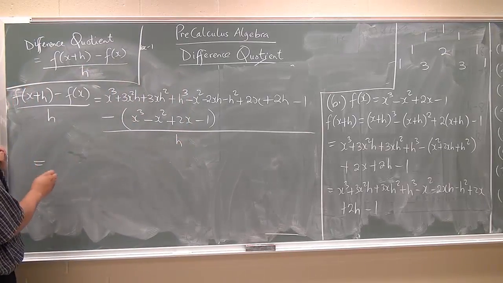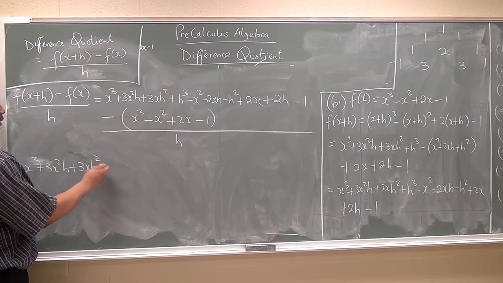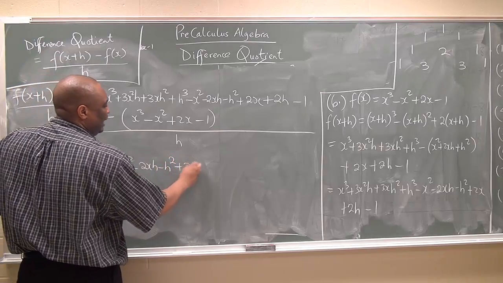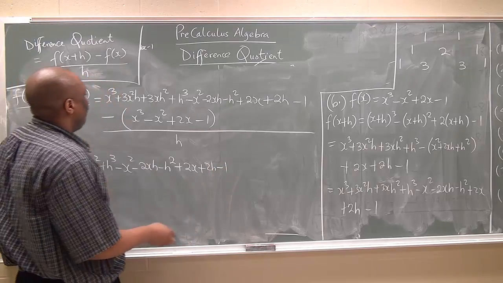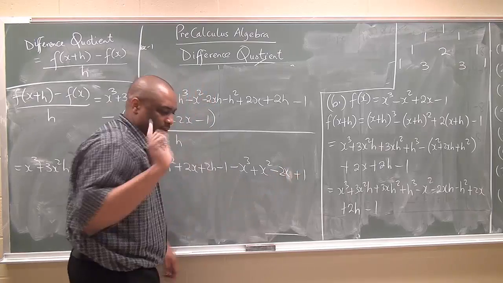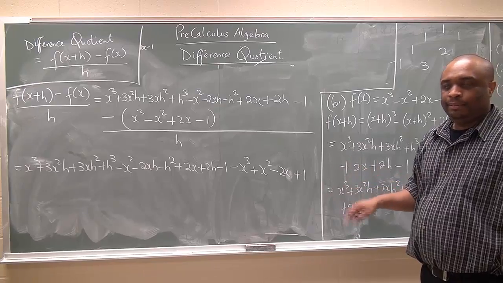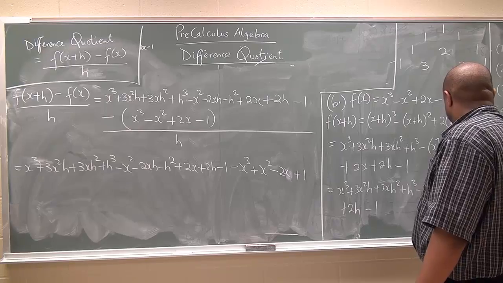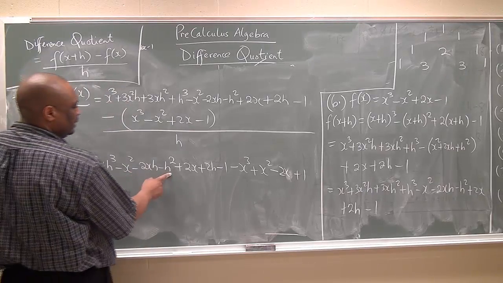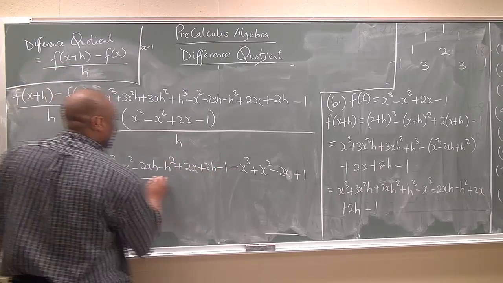So this will be equal to x cubed plus 3x squared h plus 3xh squared plus h cubed minus x squared minus 2xh minus h squared plus 2x plus 2h minus 1, minus x cubed plus x squared minus 2x plus 1. When you're dealing with this, a good thing you should do is count how many terms there are to make sure that we do not skip any. 1, 2, 3, 4, 5, 6, 7, 8, 9, 10. Okay, we are good on that. And this other one is 4 terms, all over h.